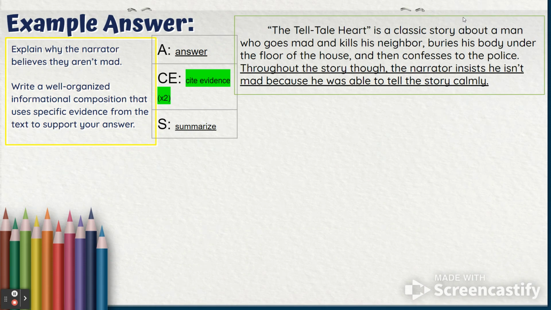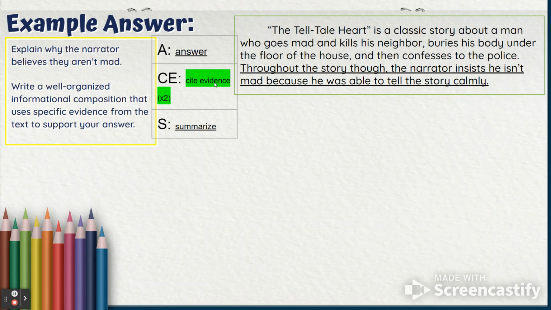The Telltale Heart is a classic story about a man who goes mad and kills his neighbor, buries his body under the floor of the house, and confesses to the police. Throughout the story, though, the narrator insists he isn't mad because he was able to tell the story calmly. This underlined sentence here is my actual answer, right? This is why the narrator thinks they aren't mad, because they can tell the story calmly. All right, so I've done my answer.